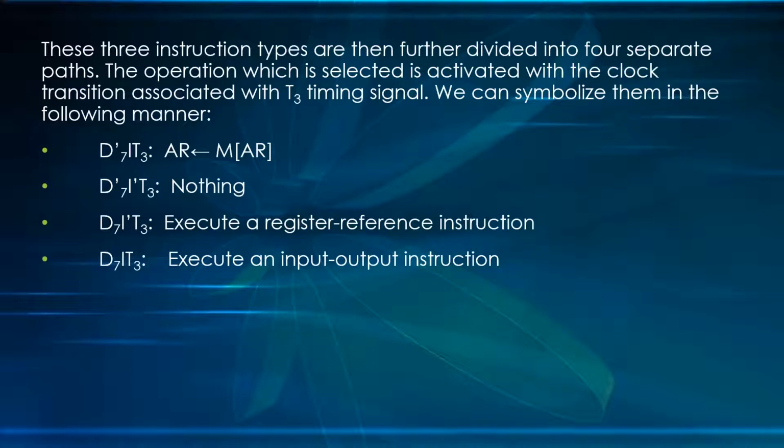The operation which is selected is activated with the clock transition associated with the T3 timing signal. We can symbolize them in the following manner. D7'IT3: AR ← M[AR]. D7'I'T3: nothing. D7I'T3: execute a register reference instruction. D7IT3: execute an input-output instruction.